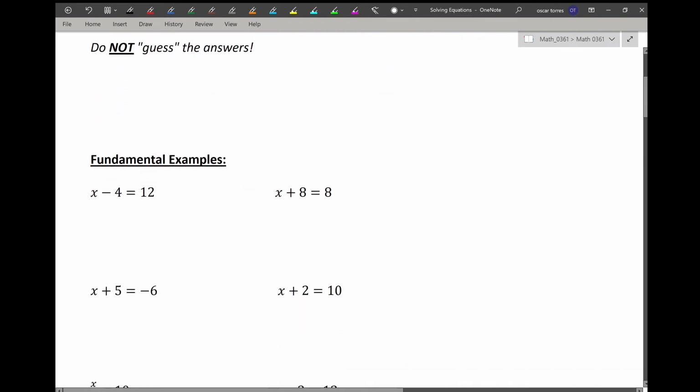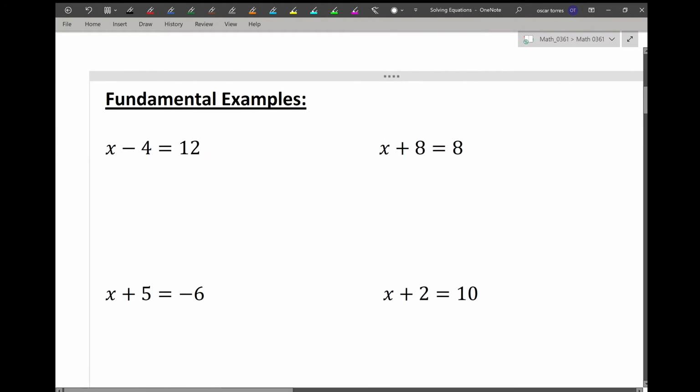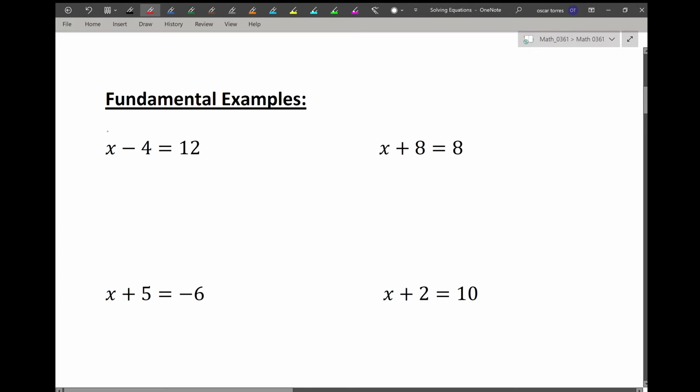Okay, so if we look at these examples, these are all pretty basic. They're one-step problems, but if you do not know how to do this, then you will get stuck in this class and you'll struggle a lot. If we look at this first problem, our goal is to get x by itself. So the first step in any of these problems is to figure out what is happening to that x.